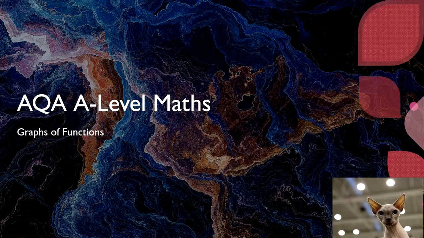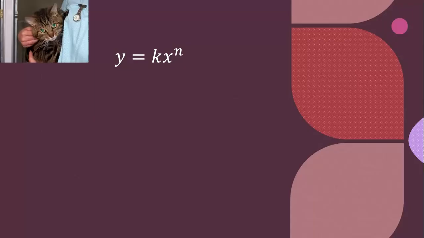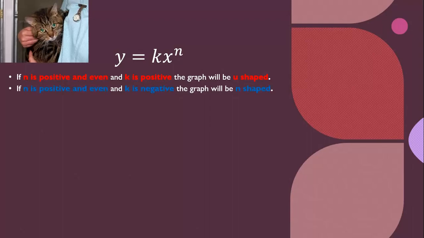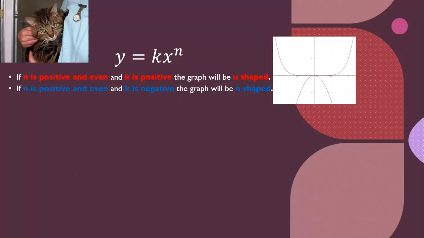So today we're going to be going over graphs of functions. So let's get started. y equals kx to the n. This is the first type of function we're going to go over. If n is positive and even and k is positive, the graph will be U-shaped. If n is positive and even but k is negative, the graph will be N-shaped. You can see here with them two graphs.